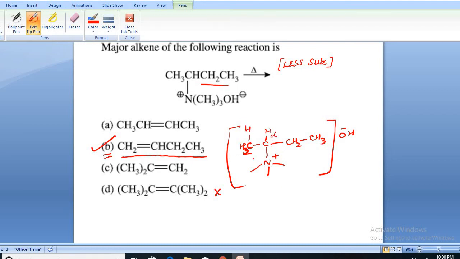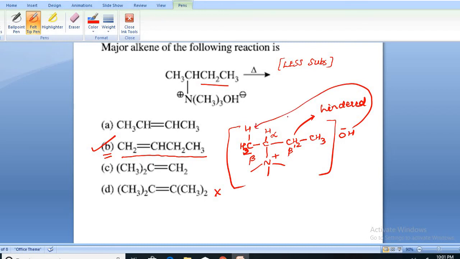So this is alpha carbon, this is beta carbon. Okay, and again, this is beta, beta dash. So if you could see, if I remove this hydrogen, this is going to be more hindered. So the only choice which I'm left with is to remove this hydrogen.